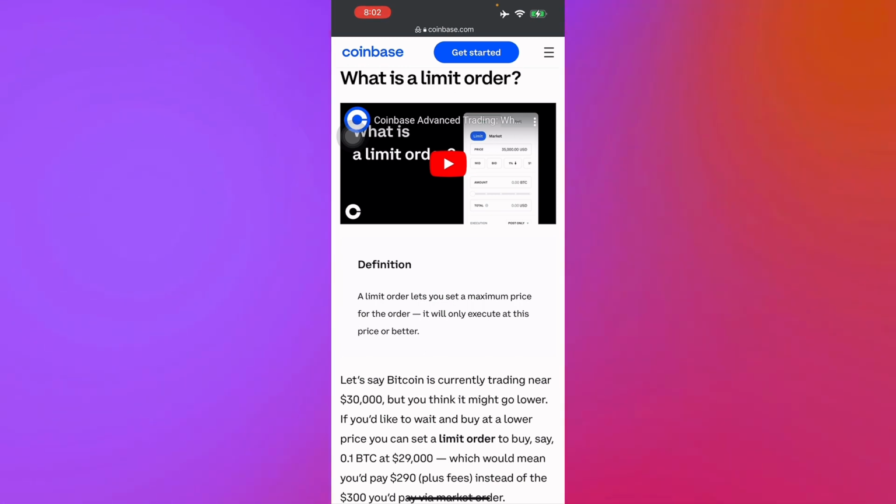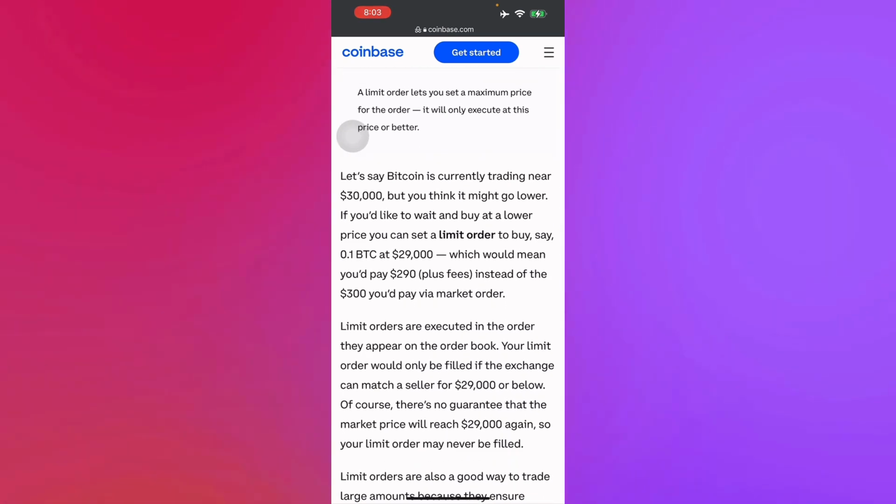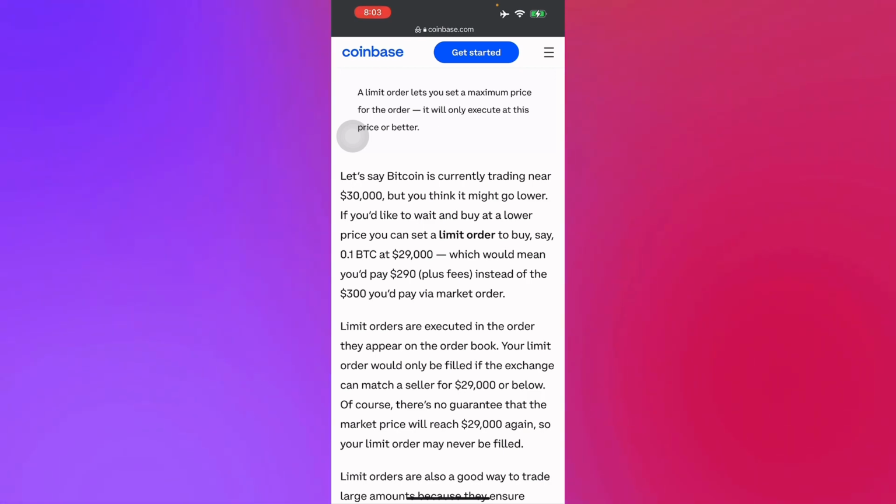So here's the example. Let's say Bitcoin is currently trading at $30,000 again, and you think it might go lower. If you'd like to wait to buy at a lower price, you can set the limit order for 0.1 BTC at $29,000, which means technically you'd pay $2,900 plus fees instead of the $3,000 you'd pay via a market order.